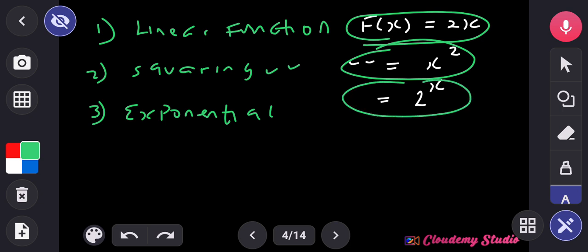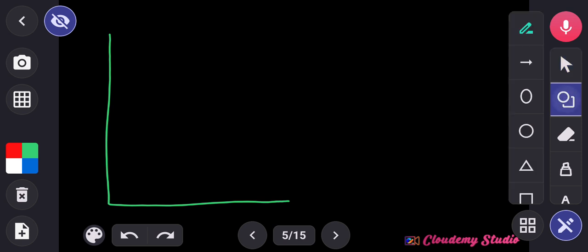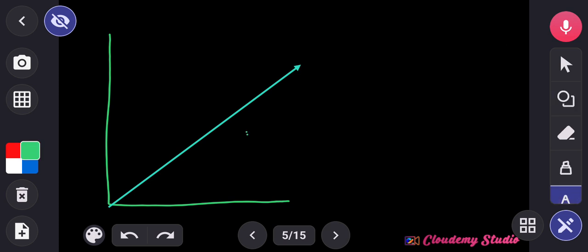Now, the three of them are not the same, although the three of them include the number 2 and the letter x, but they are very different. And we can see their difference when we draw their graph. You understand? The linear function is going to give us a linear graph, something like this. It's going to give us a linear graph like this, which is a line.